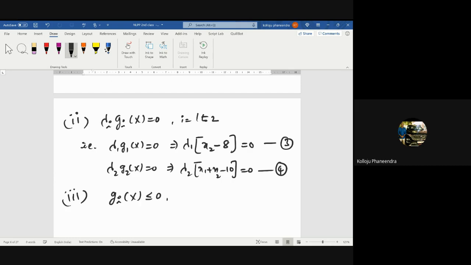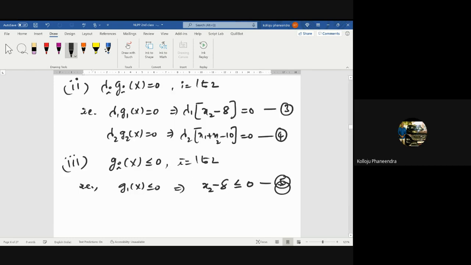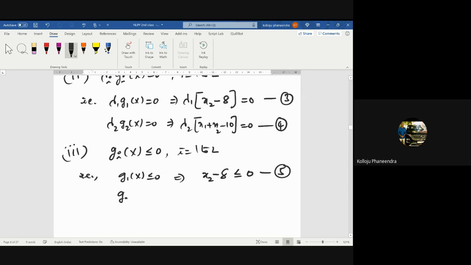gi of x less than or equal to 0, for i equal to 1 to 2. That is, g1 of x less than or equal to 0, which is nothing but x2 minus 8 less than or equal to 0. This is the fifth one. Next, g2 of x less than or equal to 0. This is x1 plus x2 minus 10 less than or equal to 0.